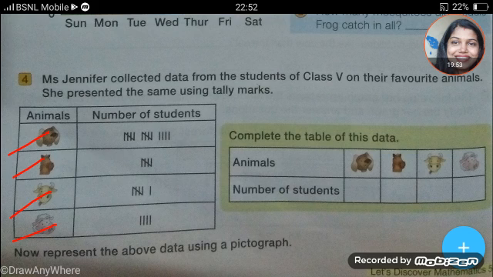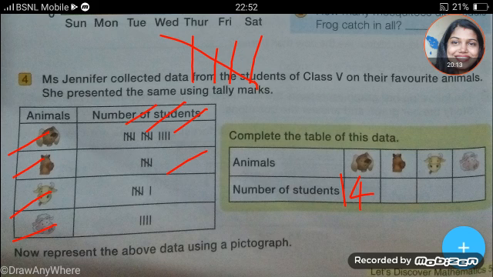So with tally marks, you need to complete the table. You have to just count it. We know that 1, 2, 3, 4, and the fifth one is oblique. So this is how we represent the tally mark. Similarly, this is 5, 10, and 10 plus 4 is 14. So I'm going to write the first one as 14.